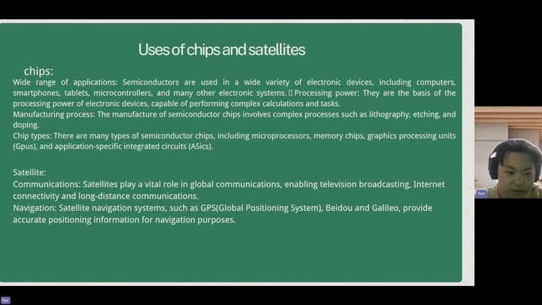Satellite communications. Satellites play a vital role in global communications, enabling television broadcasting, internet connectivity, and long-distance communications. Navigation. Satellite navigation systems such as GPS, Beidou, and Galileo provide accurate positioning information for navigation purposes.